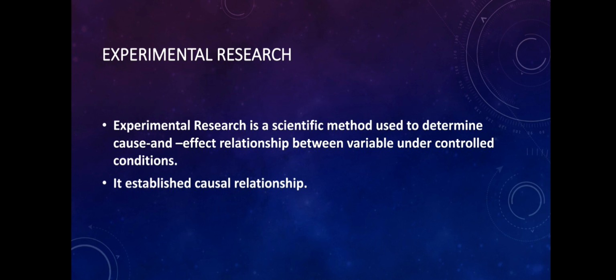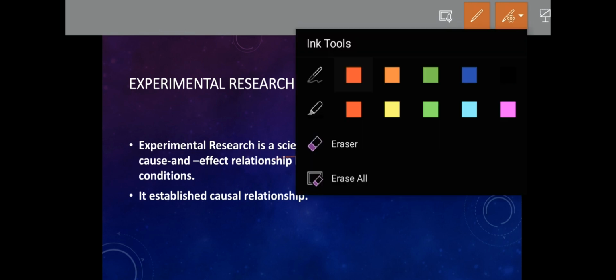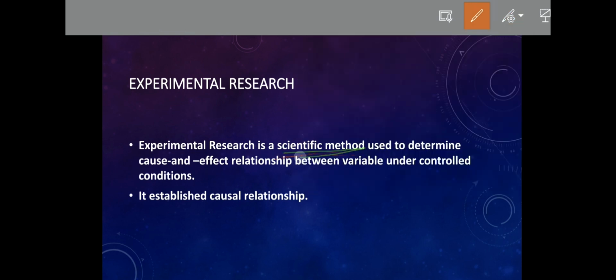Experimental research. What is experimental research? It means you have to perform some experiment. Okay, then experimental research is a scientific method. What is a scientific method? Experimental research is a scientific method used to determine cause and effect relationship between variables under controlled condition.